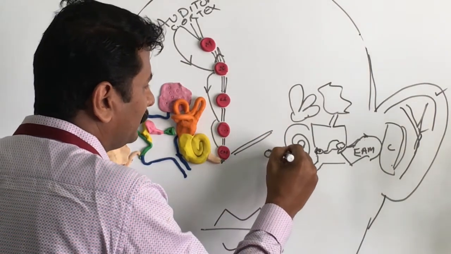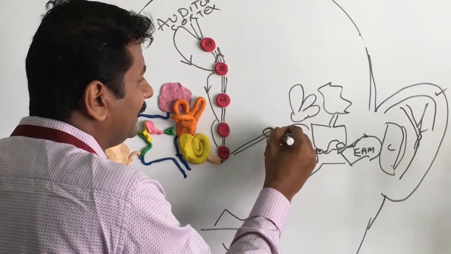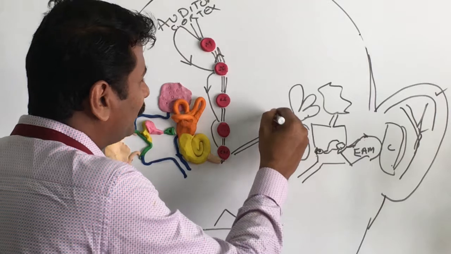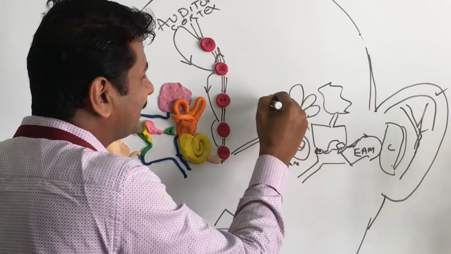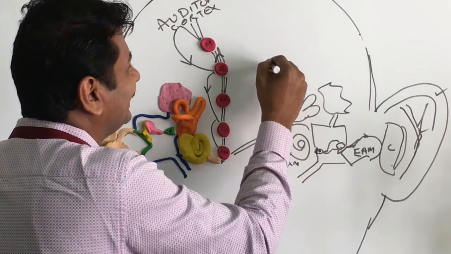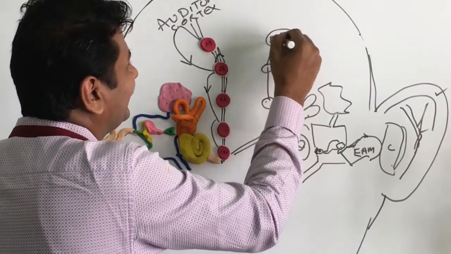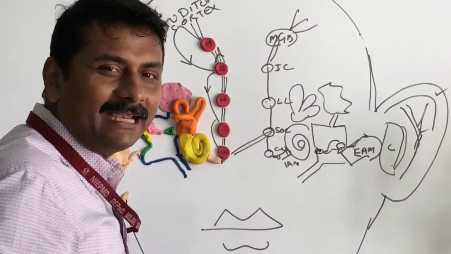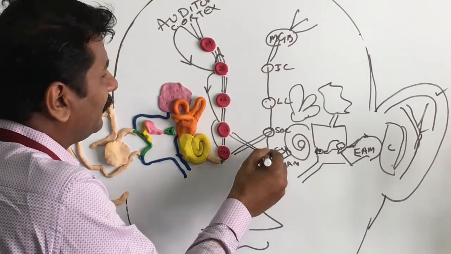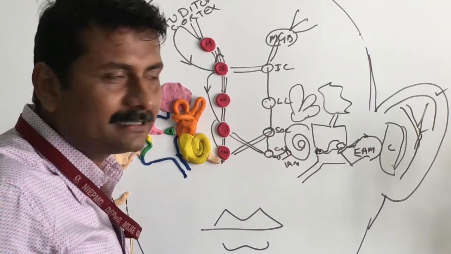So this is the cochlear nucleus, goes up to the point known as the superior olivary complex or the SOC, then goes up to the lateral lemniscus, then to the inferior colliculus, then to the medial geniculate body, and then to the auditory cortex. There is a lot of crossover at the level of the SOC and at the level of the inferior colliculus.